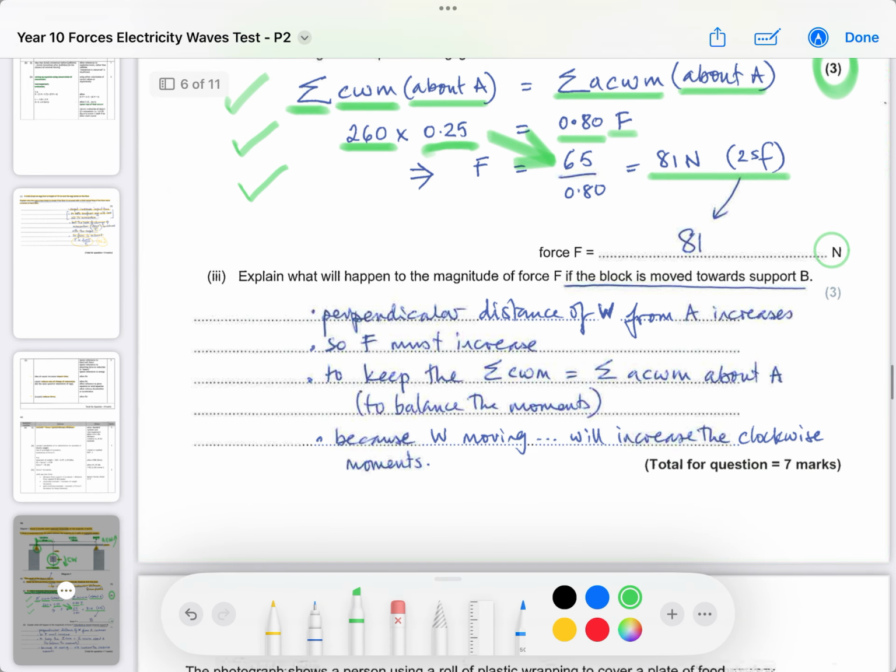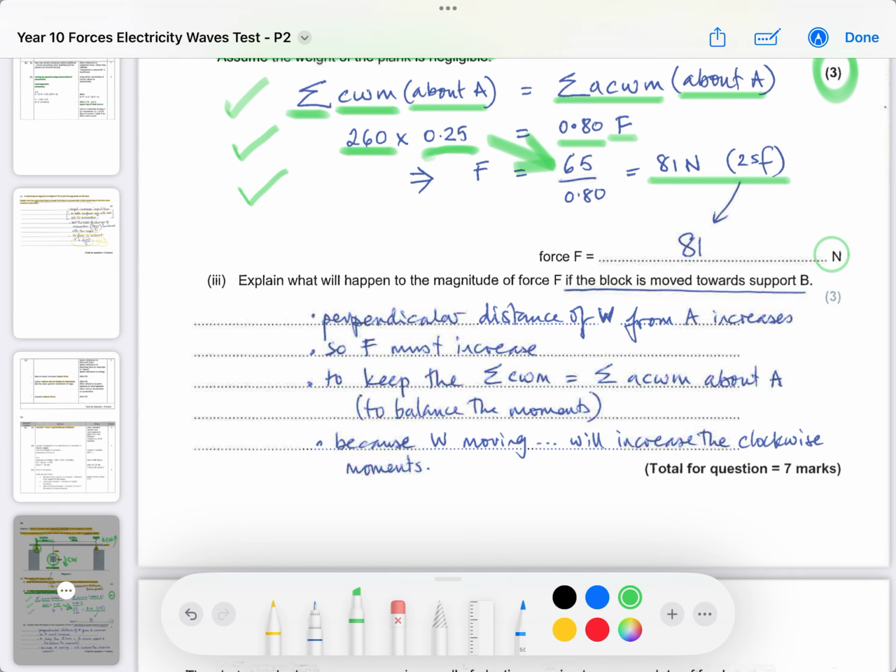It then says, explain what will happen to the magnitude of F if the block W, I've called it, is moved towards support B. Okay? Now, obviously, if you move the W towards the right, its perpendicular distance from where we were taking moments, from A, increases. Yeah? So its perpendicular distance from A increases, so W's moment increases. Yeah?